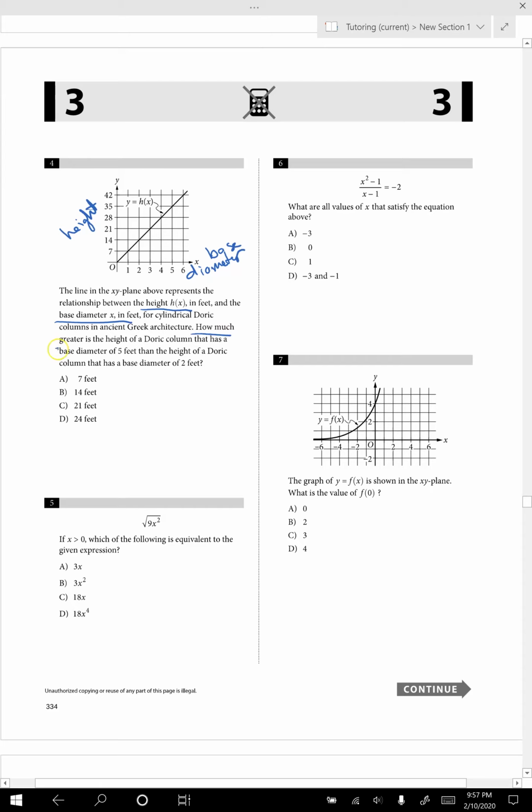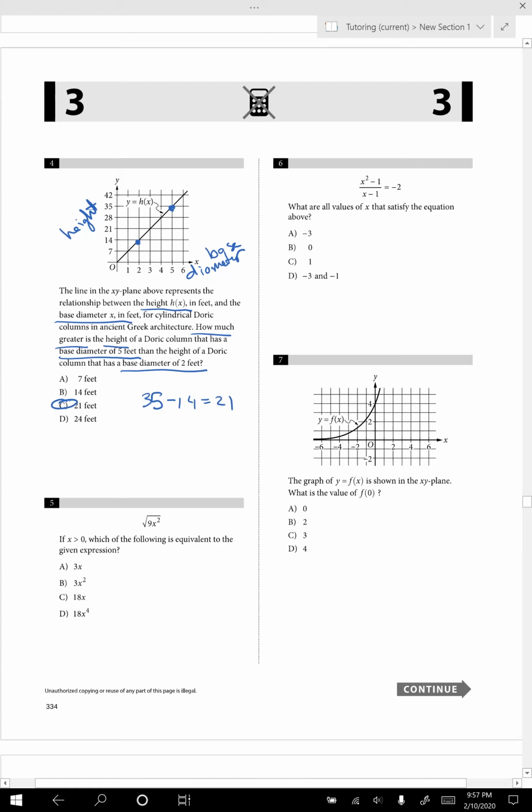How much greater, okay, so it looks like there's going to be some sort of subtraction here, is the height of a Doric column that has a base diameter of 5 feet than the height of a Doric column that has a base diameter of 2 feet. So they gave us two x values here, and they're asking for a difference in height. So they're asking for a change in y. Our base diameter of 5 feet has a height of 35, and our base diameter of 2 feet has a height of 14. So the difference between them is 21 feet.